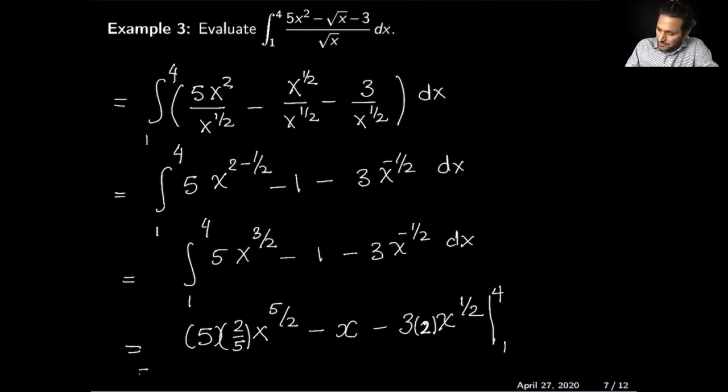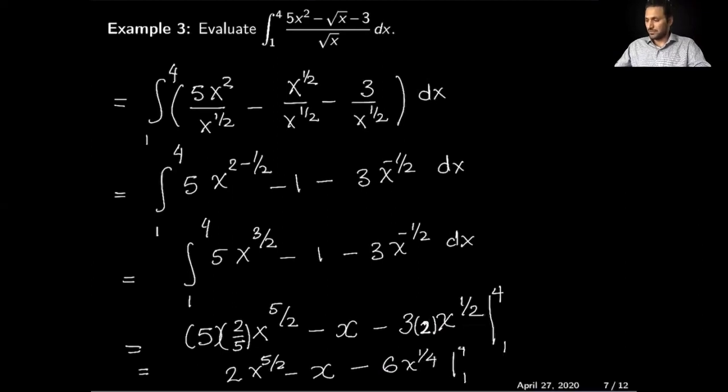Let's simplify a little bit. So the 5 cancels out. This is 2x to the power 5/2, this is minus x, this is 6x to the power 1/2, upper limit, then lower limit. So we'll write the rest of the calculation here. If you plug in the upper limit and then you plug in the lower limit, then we will subtract upper limit minus the lower limit.